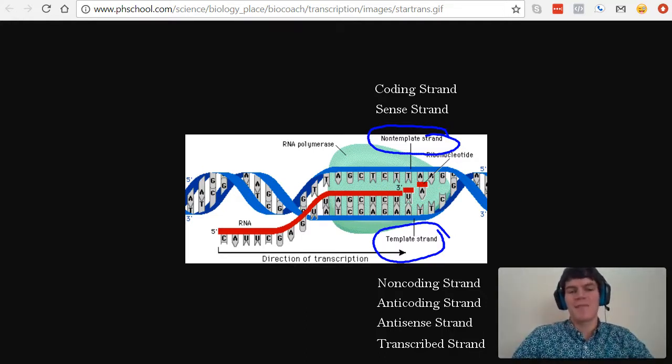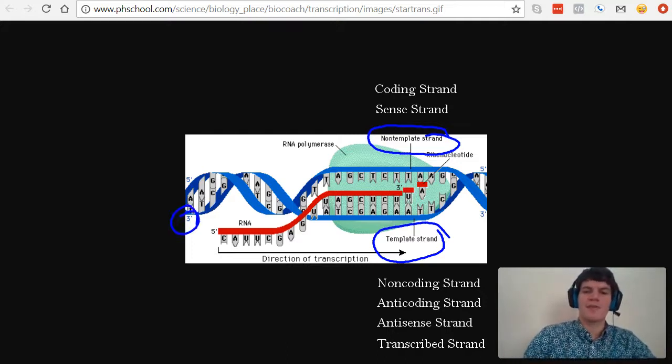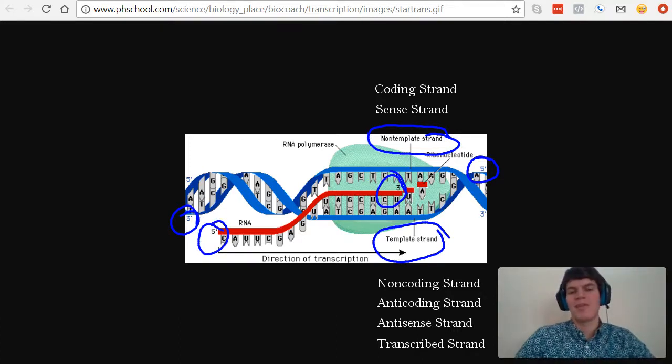If you look at this diagram, you'll notice that the template strand goes from 3' to 5'. So it's being read in the 3' to 5' direction, and RNA is being produced in the 5' to 3' direction. So opposite directions, right? We call this anti-parallel, and this is really important when we approach our practice question.